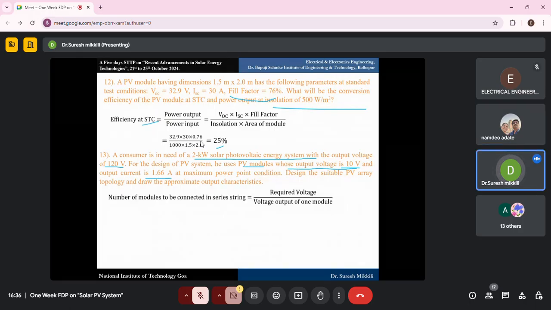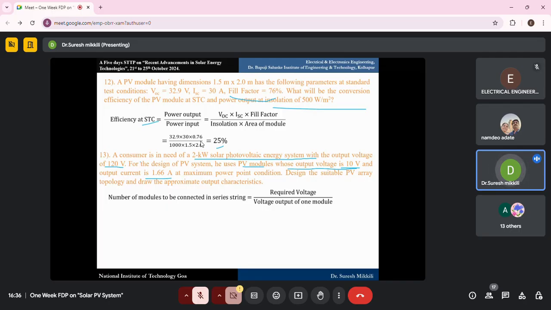So what he has given: the number of modules to be connected in series. How to calculate? The number of modules to be connected in series in the string will be the total required voltage divided by the voltage of each module. Am I clear? So we have one module of 10 volts. We want an output voltage of 120 volts.